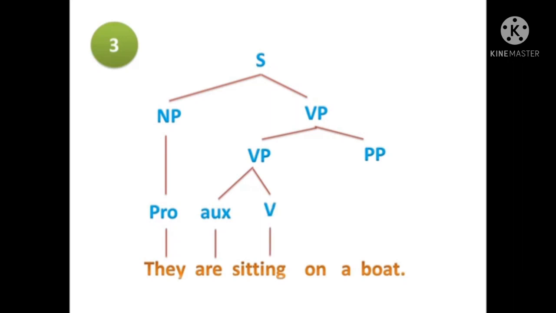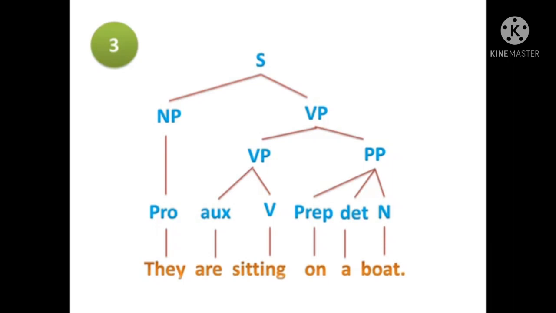The verb phrase here is divided into 2 parts, namely verb phrase and preposition phrase. The verb phrase here consists of an auxiliary and a verb. The auxiliary here is are, and the verb is sitting. The preposition phrase here consists of a preposition, a determiner, and a noun. The preposition here is on, the determiner is a, and the noun is boat.